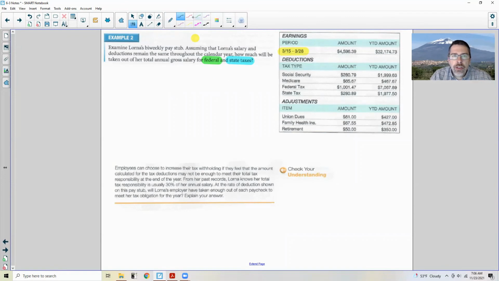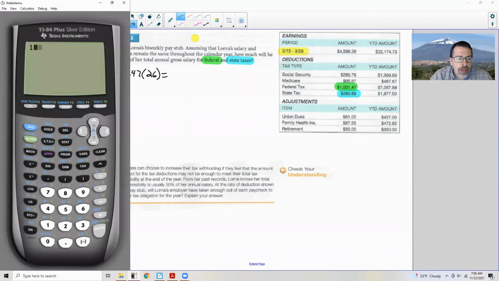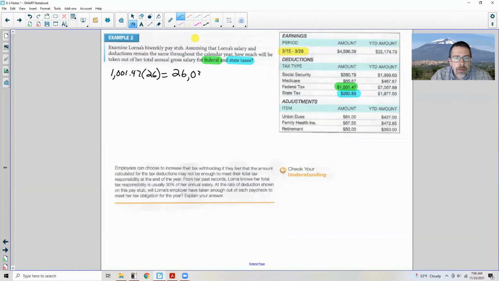So our deductions are, I took my highlighter off too quickly. Federal is right here. And state is right here. So we want to see how much we're taking out of those two for an entire year. So since she gets paid bi-weekly, that's 26 pay periods a year. Okay, so if I take that 1,001.47 and multiply it by 26, that will tell me how much federal will be taken out a year. Okay, so 1,001.47 times 26 pay periods in a year is $26,038.22. Okay, so that's our Fed. Okay, so I'll just put F here for Fed, and then we'll do state.